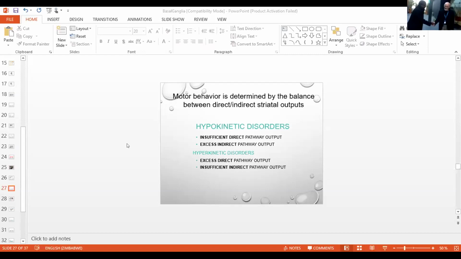I just wanted to show those movements on the video. Unfortunately, it didn't go, but we saw the hemiballismus on the video shared by Dr. Khalif. So I won't go deep into Parkinson's disease. But in brief, when we have hypokinetic disorders, it means there is insufficient direct pathway output but excess indirect pathway output. With hyperkinetic, it's now the opposite. You get excess direct pathway and insufficient indirect pathway. I think I'll stop there.